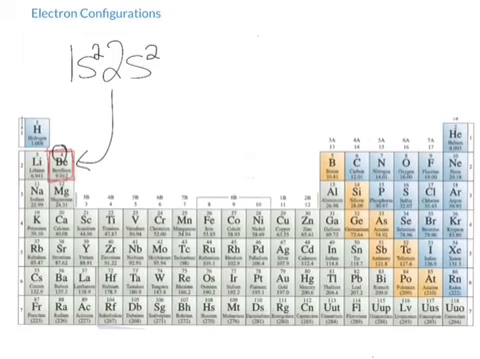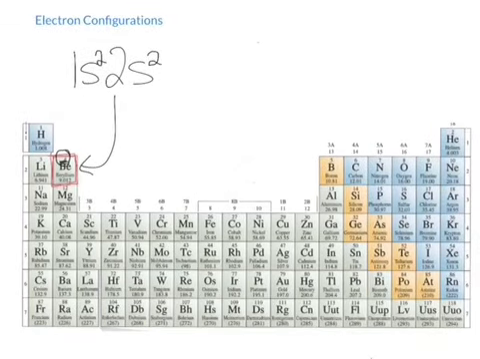And then we can check our work. We said that beryllium will have 4 electrons. So we have 2 plus 2 equals 4. Good, we've accounted for all of our electrons.